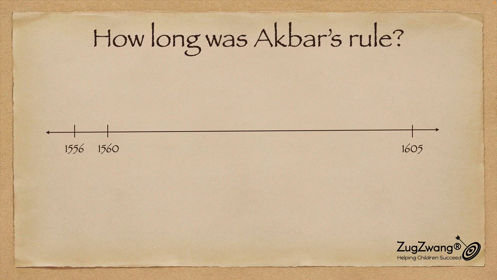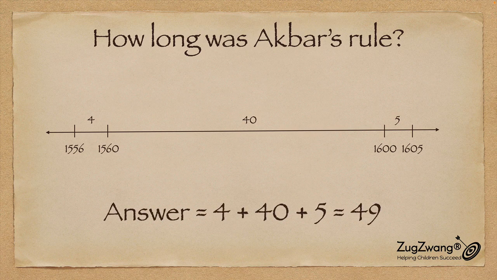The first pit stop is 1560. It's a round number, just after 1556, and we know that's 4 years since he started. We also need another pit stop just before his end, which is 1600. It's just 5 years before the end of his reign. And the difference between 1560 and 1600 is much easier to solve, which is only 40. Therefore, you can be 100% sure that the answer is 49.